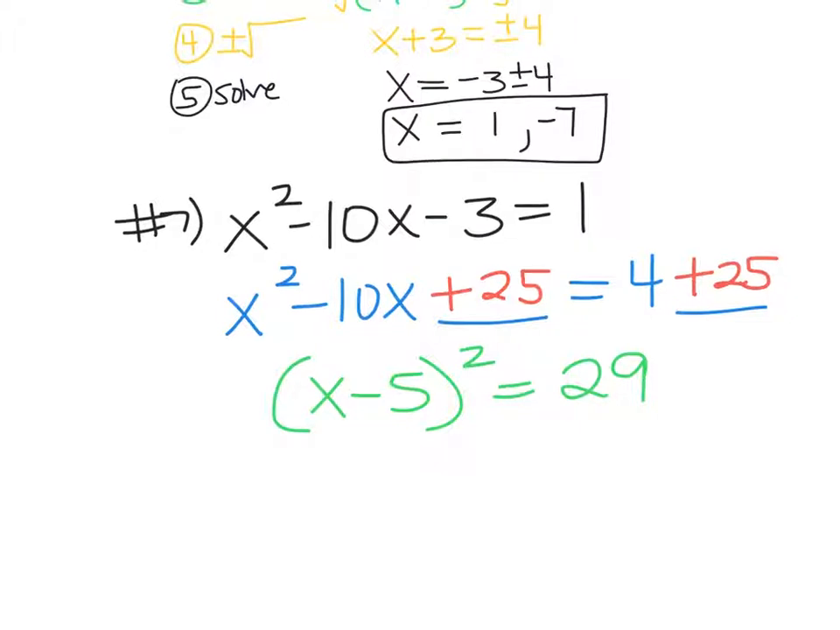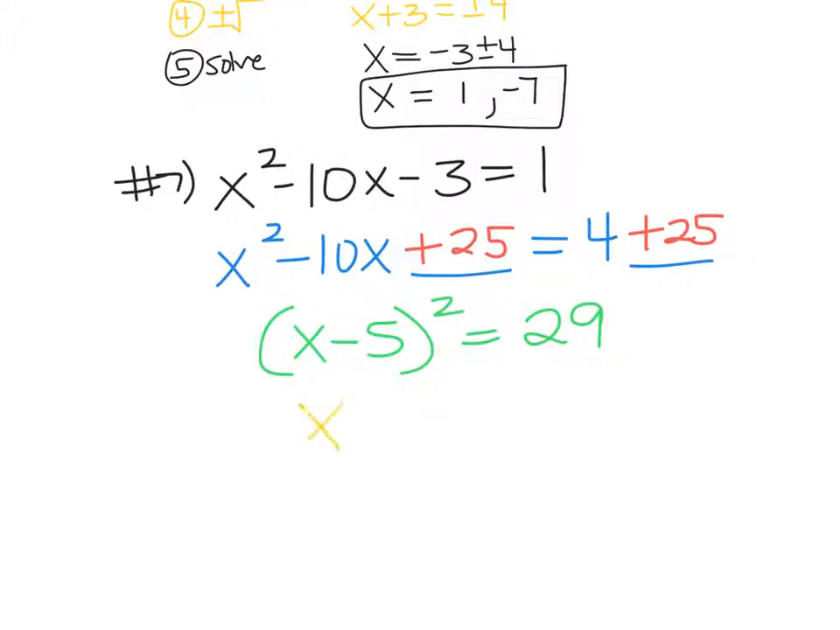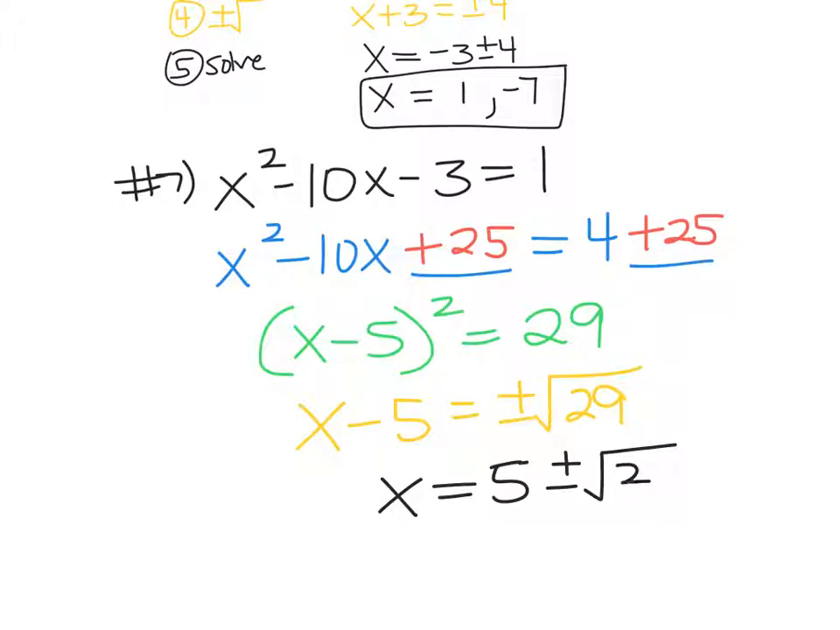All right, so now at this point, we need to take the plus and minus square root. And you're like, oh, wow, it's not a perfect square. That's okay. Just leave it as rad 29. You're actually going to like those better. And then finally, your last step is to solve for x. So we're going to add 5 to the other side. And our answers are going to be 5 plus or minus rad 29. There you go.